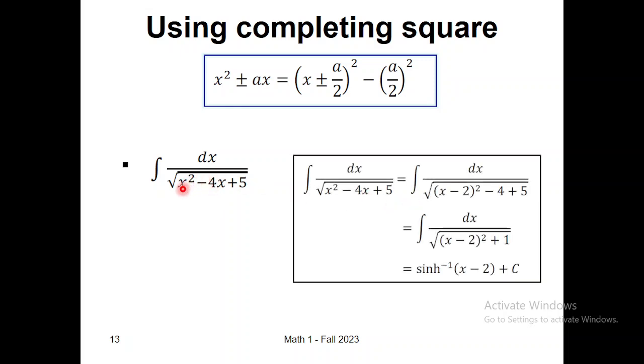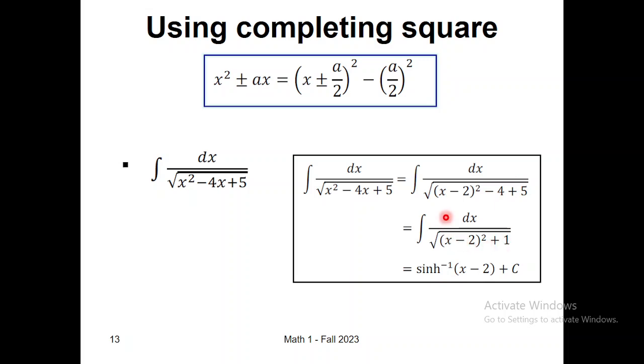So we write this as x minus half of this constant, so it will be (x minus 2) all to the power 2. If you expand this bracket, it will give x squared minus 4x plus 4. We eliminate this plus 4 by adding minus 4, and then add the original constant, which is plus 5. We simplify these numbers to give plus 1.